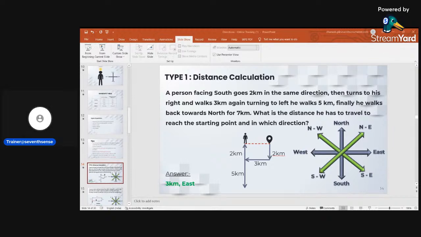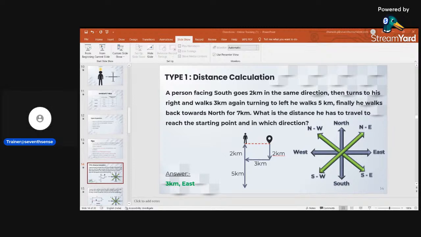Yes. So again, let's solve this. A van running 25 kilometers north from the shed takes a right and travels for 30 kilometers, then takes a left and travels for 15 kilometers to reach its destination. So how far is the van from the starting point? Let's read this question again.